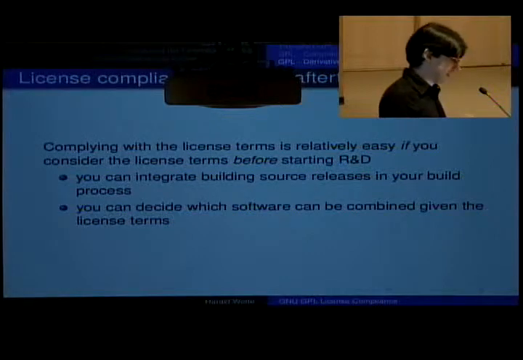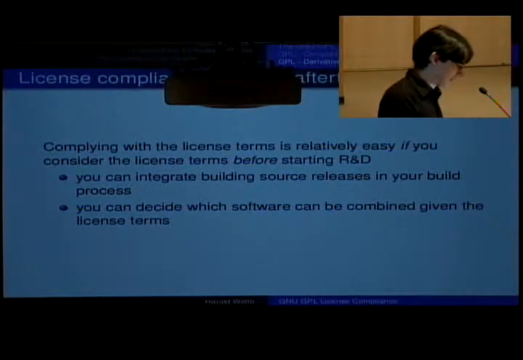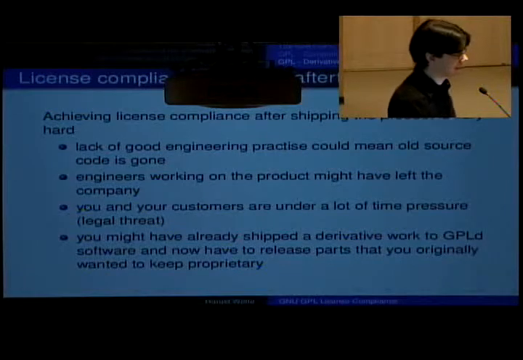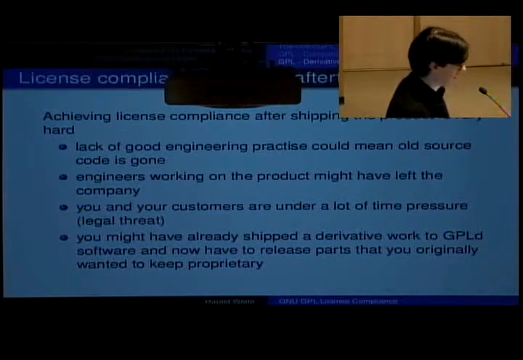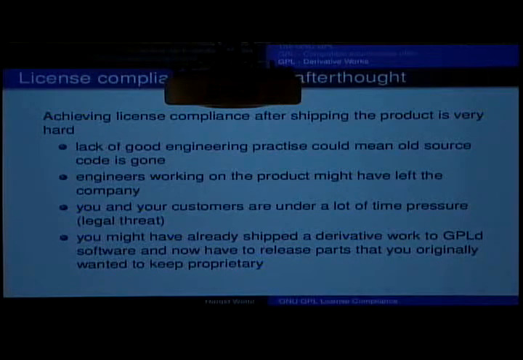Also, you can decide your software architecture before you start your R&D, and you can think of license compatibility questions and so on. If you think of license compliance after the product has been shipping, then it's very hard. Often you see a lack of good engineering practice, meaning that the old source code might not even be there anymore, right? You've been shipping something 2 years ago, and now suddenly, for legal reasons, you need to produce the source code that was used to generate this particular binary 2 years ago, and maybe the source code is no longer there. Or the engineers working on the product have long left. The company in that case, and the customers of that company, are under a lot of pressure because there's a legal threat or a legal challenge being made against the product.